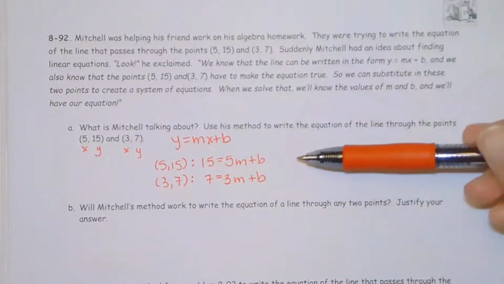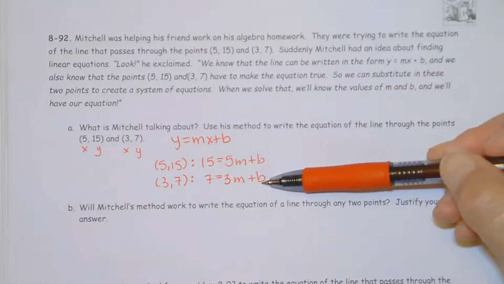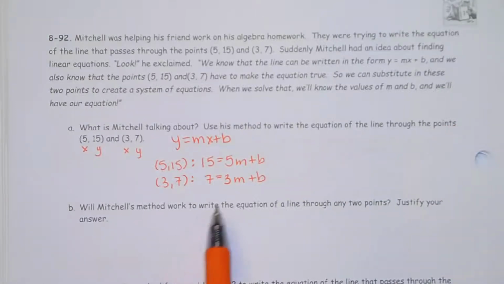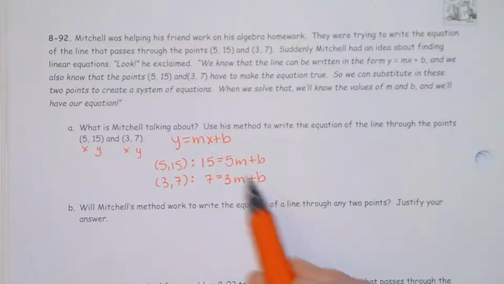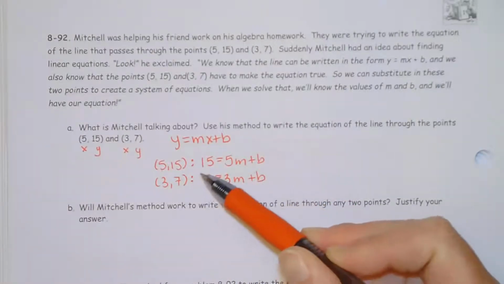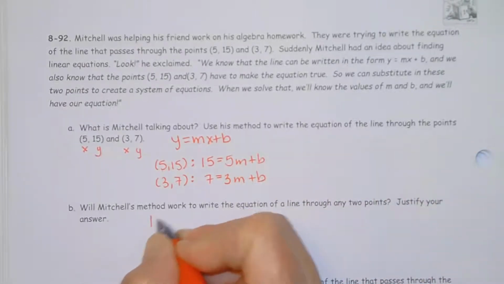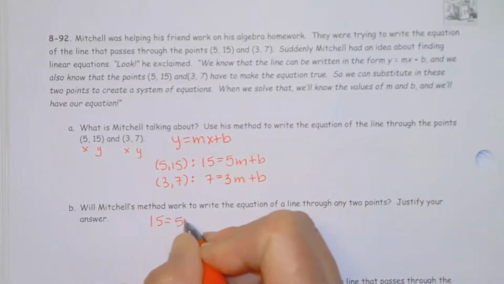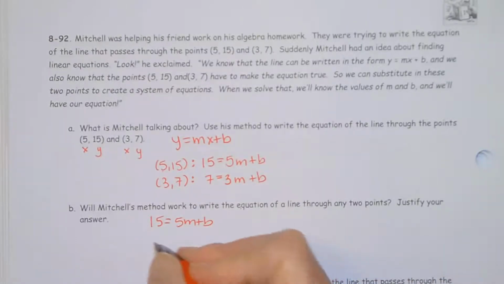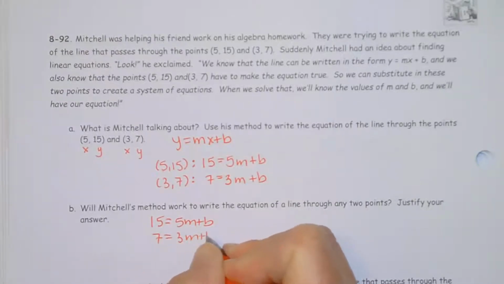Now every time I have this with lines, I am going to get a plus b and a plus b, so I can easily use elimination. So what I'm going to do is rewrite it down here, and I'm going to be trying to get my b's to cancel out. So I'm going to multiply the second equation by a -1. So let me just rewrite that. 15 is equal to 5m + b, and 7 is equal to 3m + b.